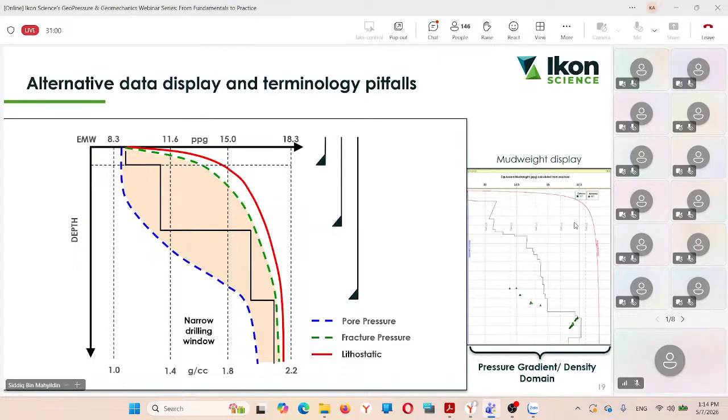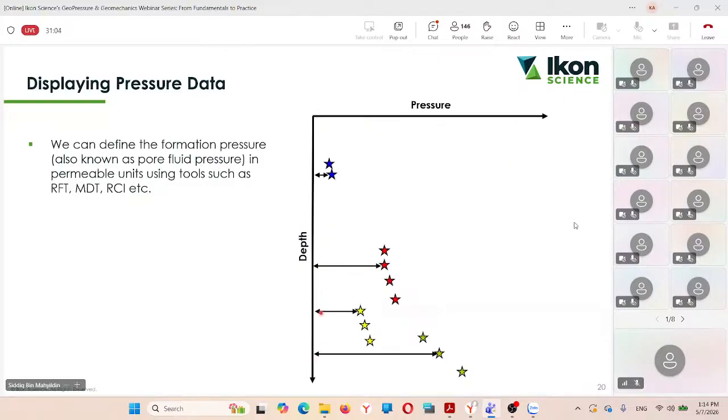All right, we are good in terms of terminology, basically. So here is how we display pressure data. You can see over here, this is the pressure data we get from probably MDT, RFT from the permeable unit. So we know that this could be from sand layer, and sand layer. So to better understand this pressure data, we could put a context.